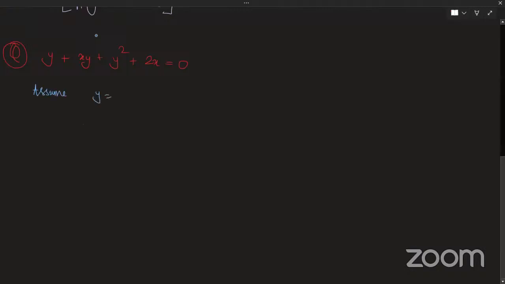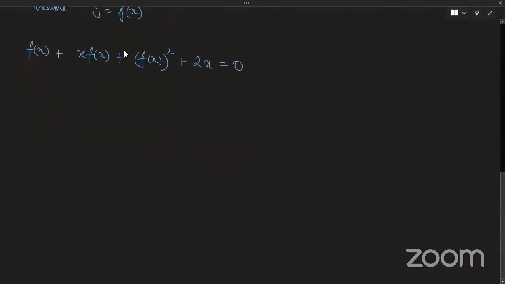For your mind map, you can just assume y to be some function f of x. So your equation becomes f of x plus x into f of x plus f of x whole square plus 2x is equal to 0. What can I do next? Gayatri or Ashrita, I've got this equation. What is the next step that I can take? Can you tell?